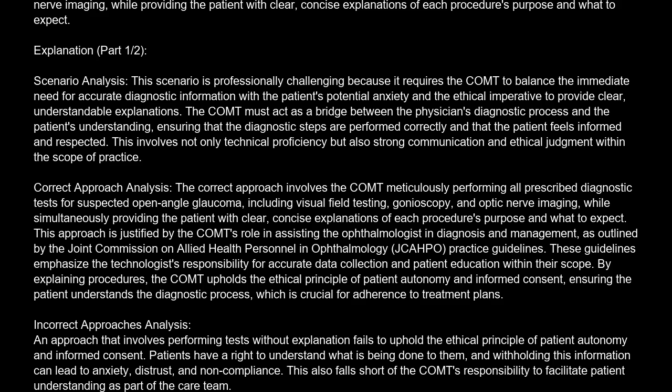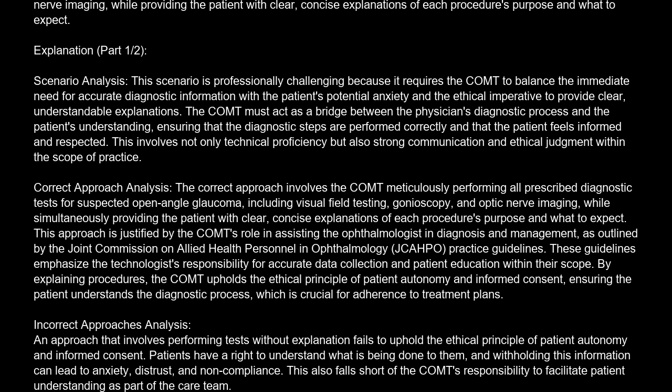Correct approach analysis. The correct approach involves the COMT meticulously performing all prescribed diagnostic tests for suspected open-angle glaucoma, including visual field testing, gonioscopy, and optic nerve imaging, while simultaneously providing the patient with clear, concise explanations of each procedure's purpose and what to expect.